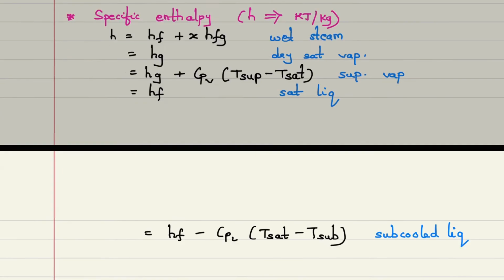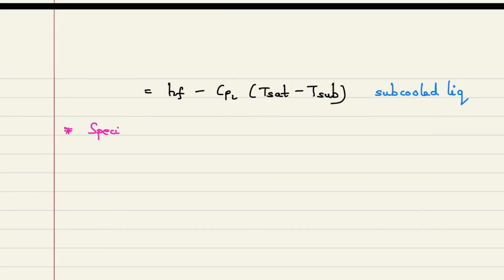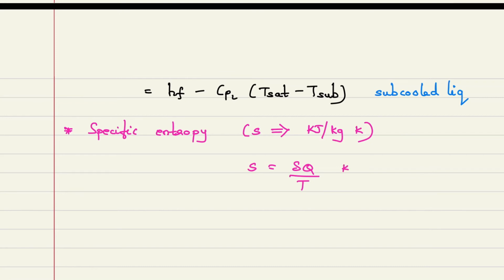Next we will see specific entropy. Specific entropy is denoted by small s, and its unit is kilojoule per kg Kelvin. What is the unit of entropy? It is kilojoule per Kelvin. If you recall thermodynamics, S is equal to del Q by T, so the unit will be kilojoule by temperature in Kelvin. So kilojoule per Kelvin is the unit of entropy, and since this is specific, it will be per unit mass, so kilojoule per kg Kelvin.